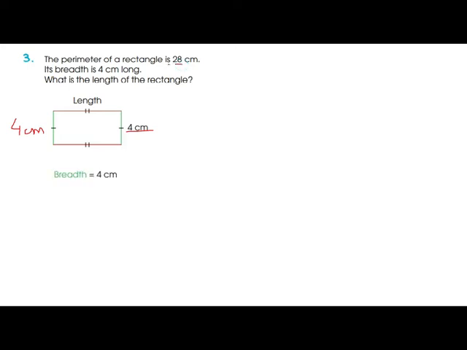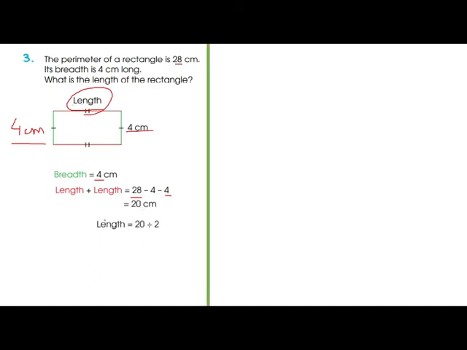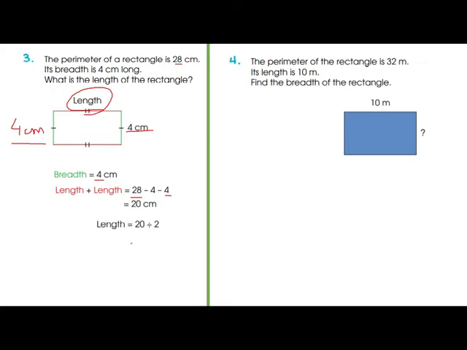So here we have to write breadth is equal to 4 centimeter. How many lengths do we have in the picture? 2 lengths. That's why we are writing length plus length. You have to write the perimeter first, then you have to subtract one breadth and subtract the second breadth, because we have two breadths, and we will get 20 centimeter. How many lengths do we have? 2. So simply you have to divide 20 centimeter by 2, you will get 10.